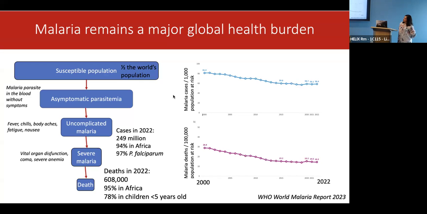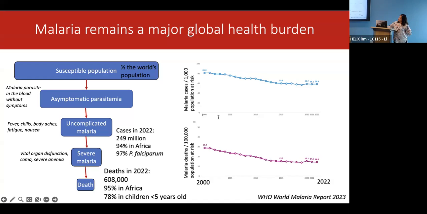So giving some numbers to this, in 2022, there were 249 million malaria cases, 94% of those in Africa and 97% due to Plasmodium falciparum, which is the most virulent of the human malaria parasites. And there were 600,000 deaths, 95% of which were in Africa and 78% of which were in children less than 5 years old. So this is still causing a lot of disease and many deaths.